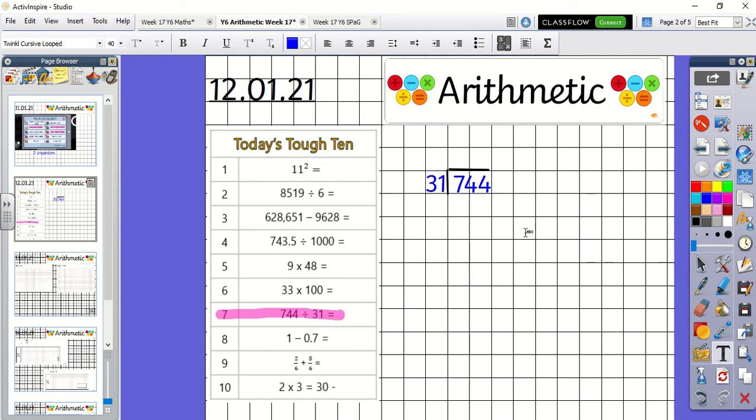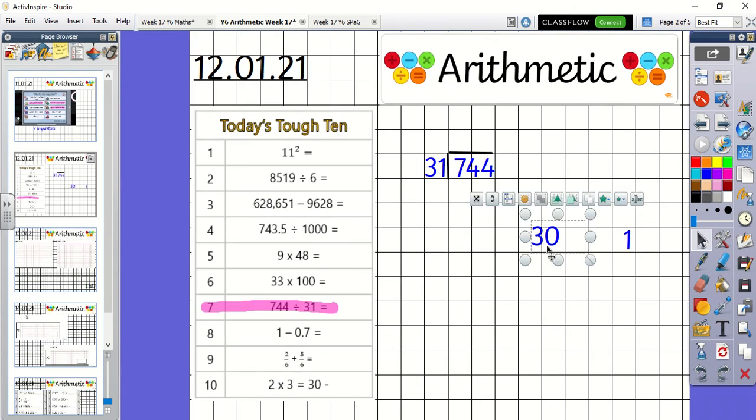So 31 is your divisor. Now, I don't know about you, but I don't know my 31 times table. So I'm going to do what we've done before, and that's partition. So where you have got 30 and you have got 1. So I'm just going to move this over. So this should become more familiar to you when we start doing it in a moment.